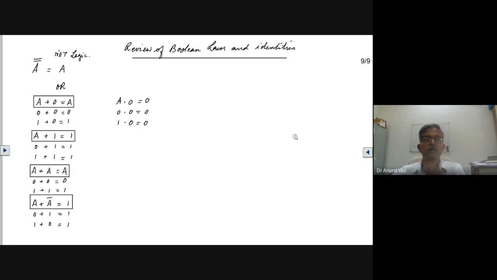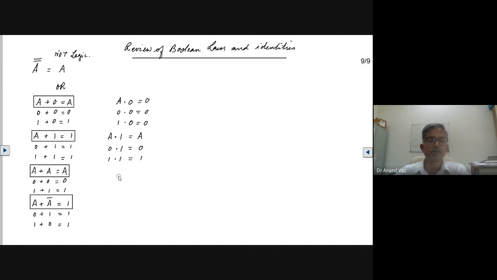Likewise, we can take A and 1. If you take A as 0, AND it with 1, this is going to be equal to 0. If you take A as 1, AND it with 1, you will get it as equal to 1. So you can see that A and 1 is always going to be equal to A. So this is another identity.